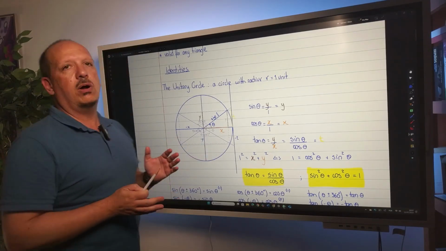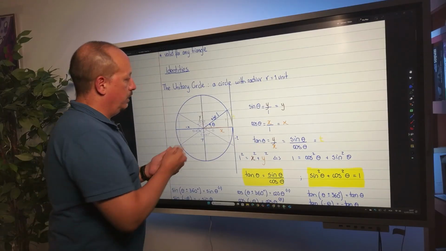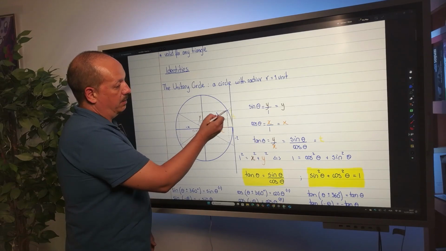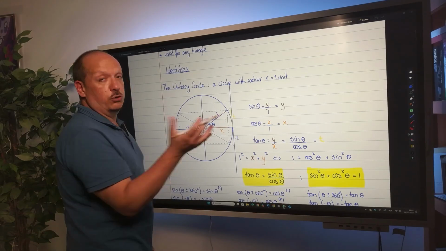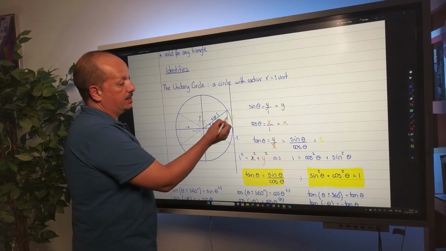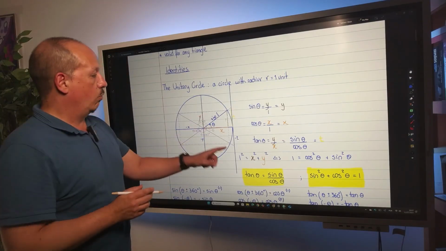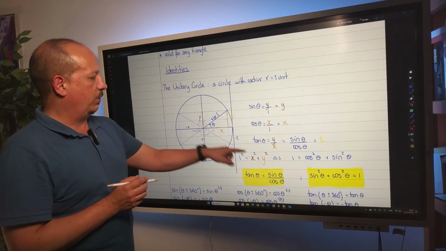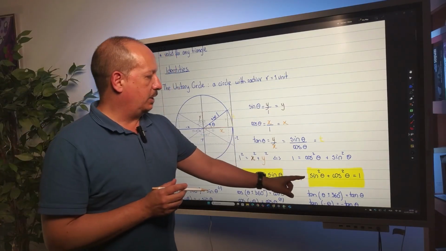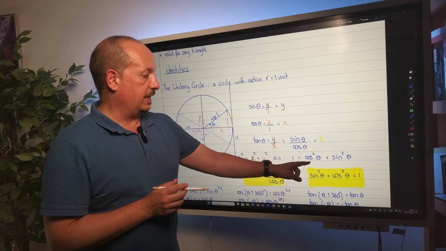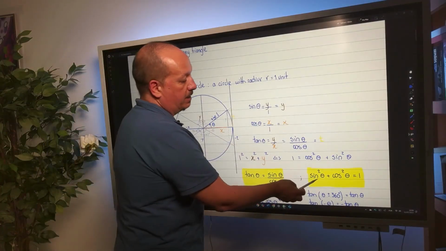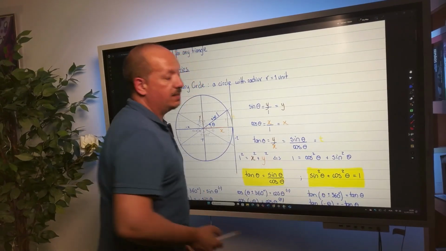The other one comes from the Pythagoras theorem. If you look again at this triangle, you will know that the hypotenuse squared equals the adjacent squared plus the opposite squared. In other words, 1 squared equals x squared plus y squared, but x is the cosine and y is the sine. So you will know that 1 equals cosine squared of the angle plus sine squared of the angle, or putting it in another way, sine squared plus cosine squared of the angle is 1.